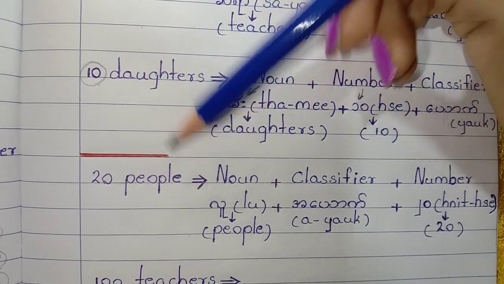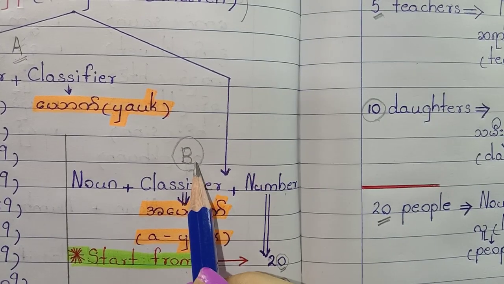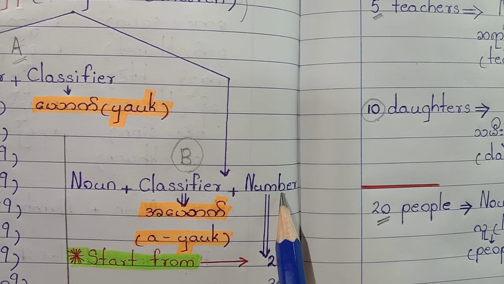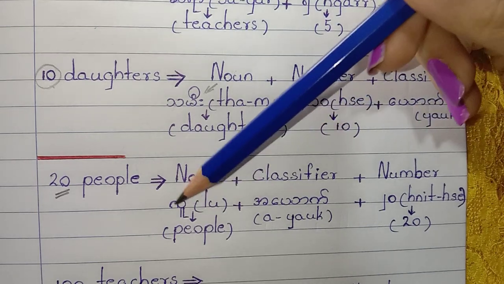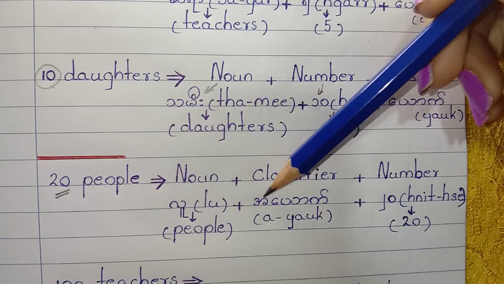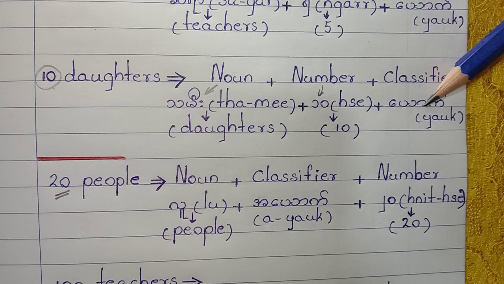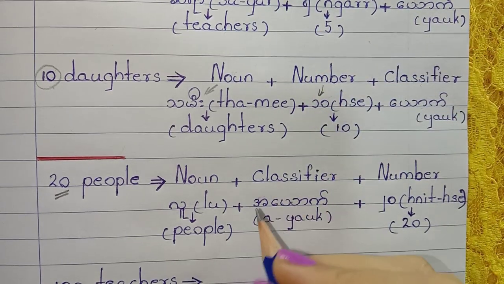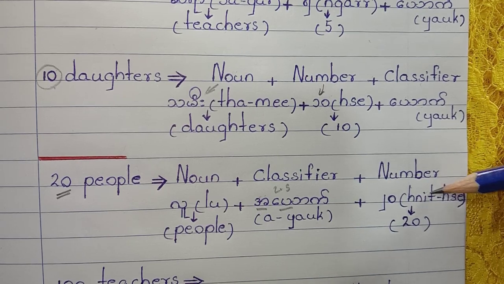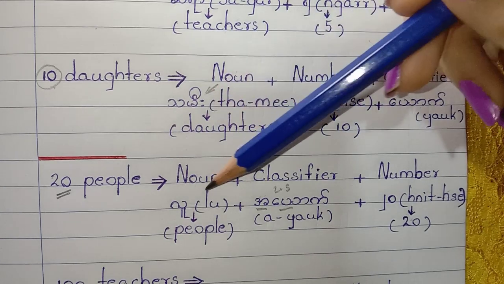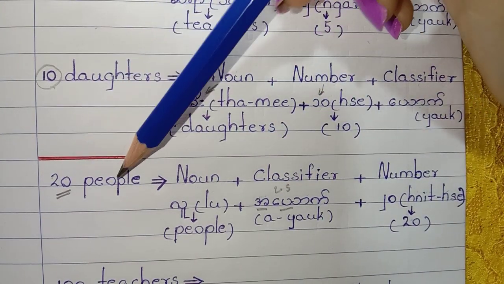Different one. 20 people. Please look at the number. The number is 20, right? So for the number 20, you have to choose part B. Noun plus classifier plus number. Lu means people, and then the classifier is a sha, two syllables. Here is just sha, but for the part B, the classifier is a sha, two syllables. And the number is nase. Nase means 20. So, lu a sha nase. That means 20 people.